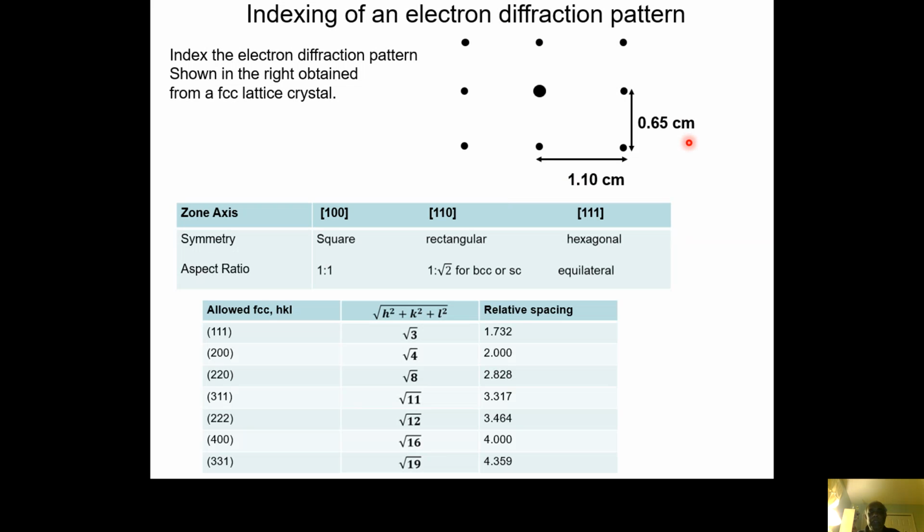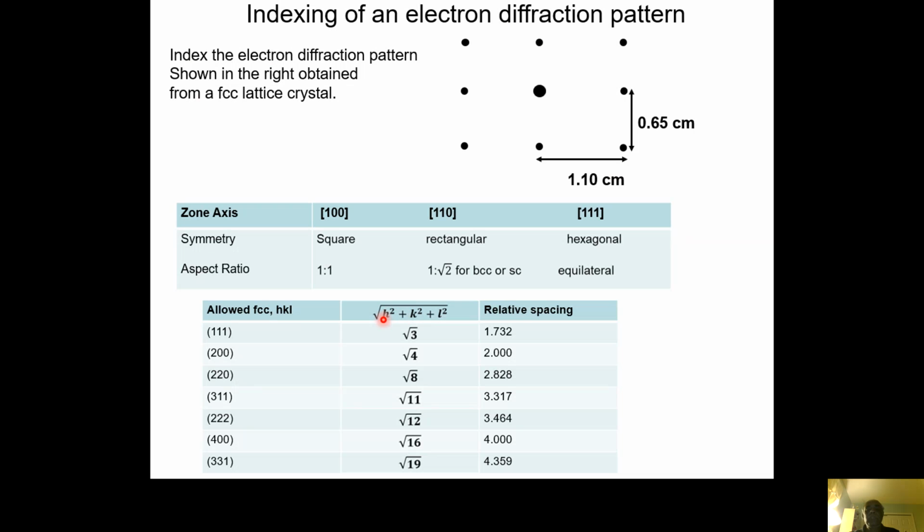Another thing to remember is the allowed HKL. Typically, you take the square root of that. So they tell me this is an FCC lattice. So it's coming from FCC. That I need to know. So they have to tell me this FCC lattice. Then we know for FCC, you have to have all even or all odd. You cannot have mixed indices, right?